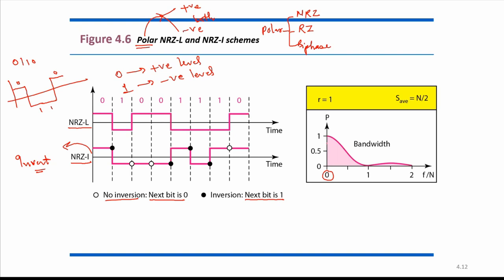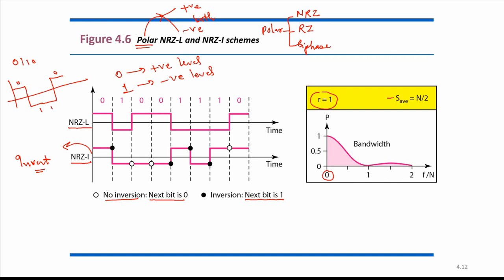Okay, so mostly the maximum bandwidth is coming out to be 0. So it is again not suitable for practical applications, so we should not be using that for practical applications. And here R is equal to 1 given. So 1 bit is transmitted for 1 signal level. So this is R equals 1.